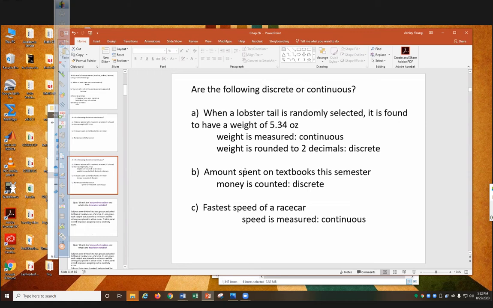All right, so then, amount spent on textbooks this semester. Amount as money. Do we count money? Yes, money is counted, not measured, so it's discrete. Fastest speed of a race car. Speed is something we measure, so it's continuous, right? Because they might go 346.7 miles an hour.